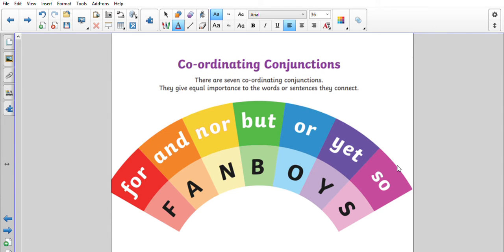So the easiest way to remember coordinating conjunctions is to use FANBOYS. So we've got for, and, nor, but, or, yet, and so. They are all examples of coordinating conjunctions.